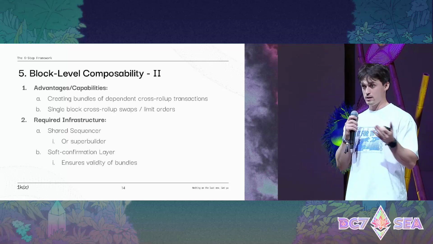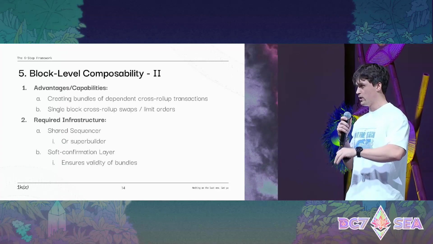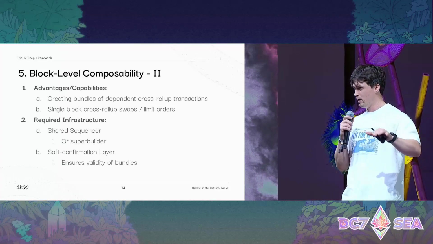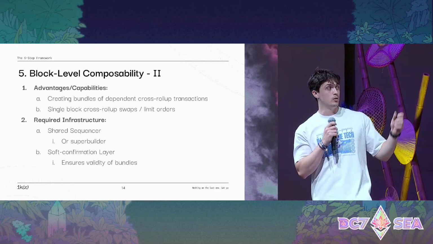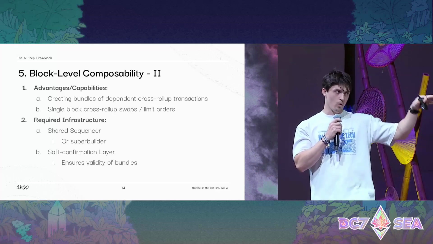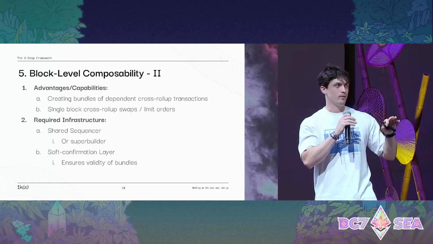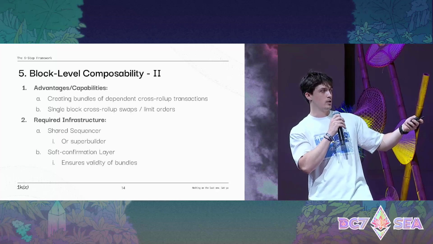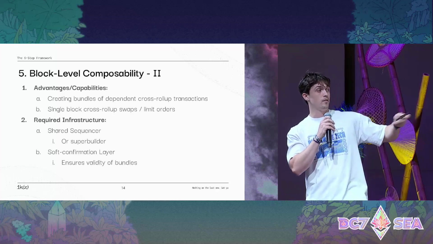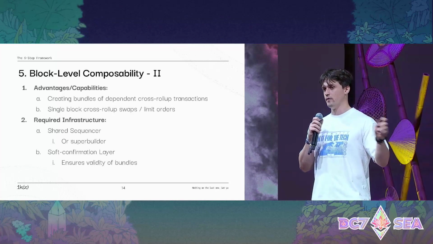and limit orders trustlessly. And the trustless component means that you don't need a liquidity bridge, you don't need to trust any sketchy intermediaries. You can do this all with minting and burning in a safe way. You do need a shared sequencer or a super builder. Again, we'll talk after if you're curious about why I keep saying "or super builder." It's actually pretty nuanced and really interesting. And then the soft confirmation layer, again, not strictly necessary, but this ensures the validity of the bundles.